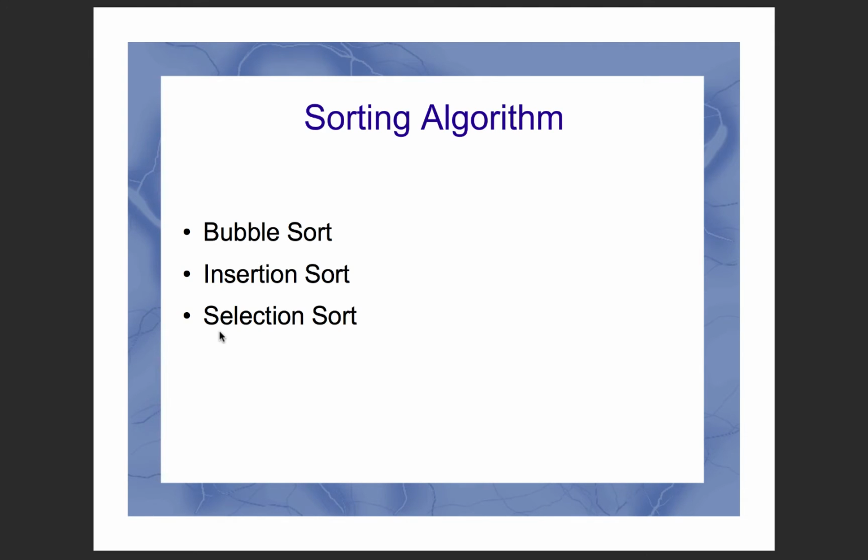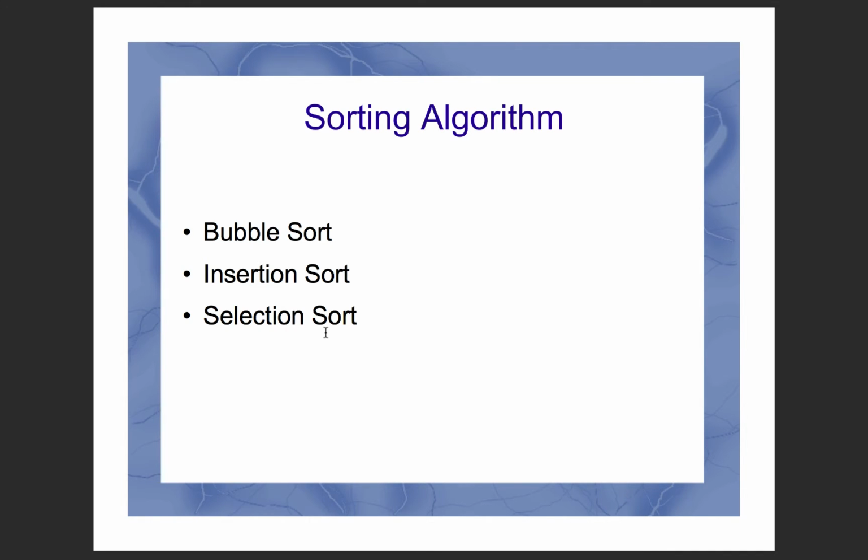Today we will see some sorting algorithms. These are the three basic sorting algorithms that we will introduce in this course, and you will learn many more in your following courses. In the advanced data structure and algorithm courses, you will learn several advanced sorting algorithms, but these three are the basic ones every computer engineer starts with: bubble sort, insertion sort, and selection sort.